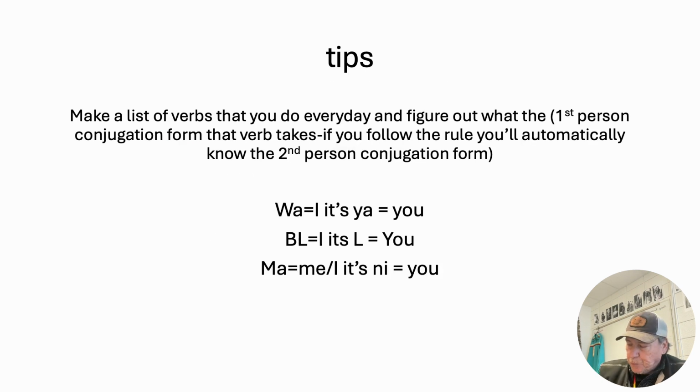Okay, so hopefully you got a little introduction into the conjugations. You can start making your own list, and it's a good idea if you're making a journal to do the verbs that you use every day. So even in English, like what are the things that you're doing every day? Find out how to say those verbs in Lakota, and then find out how to say the first person form of it. Is it a wa? Is it a bl? Is it a ma? And then if you follow that rule, then you should know how to say you do the verb.